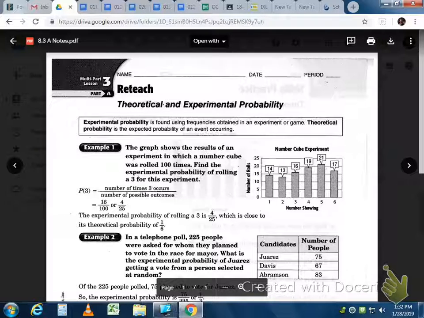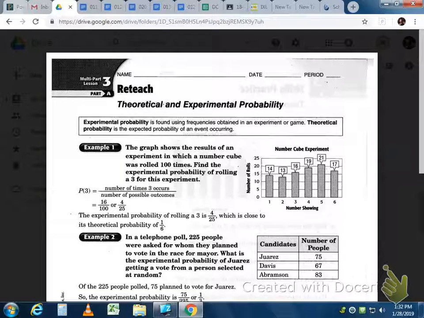Now, it says find the experimental probability of rolling a 3 for this experiment. So the probability of a 3, the number of times a 3 occurred out of the number of possible times. So the number of times the 3 occurred, if you look at the 3, it's 16 on top, and there was 100 times for the number of possible on the bottom. So 16 out of 100. Make sure you always reduce that: 4/25. That's the experimental probability.